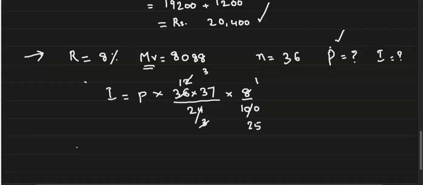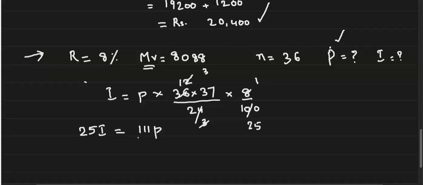So here 25 goes there and becomes 25I equal to 37 into 3, how much? 111. 111P. This is one equation we have got. That is 25I equal to 111P.